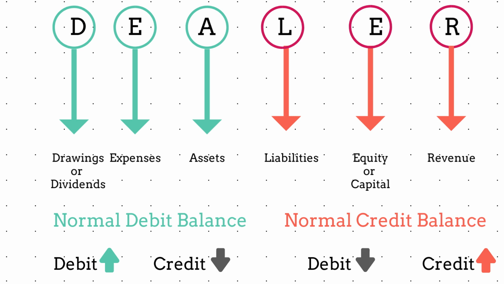The last three letters of the word dealer are accounts that increase with credits. The letter L stands for liabilities, the letter E stands for equity, and the letter R stands for revenue. All of these accounts increase with a credit.